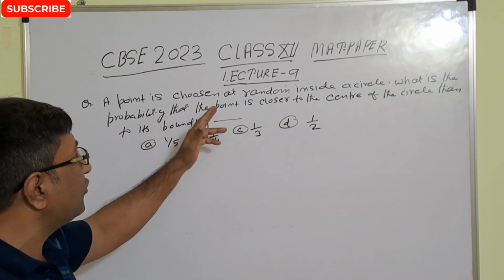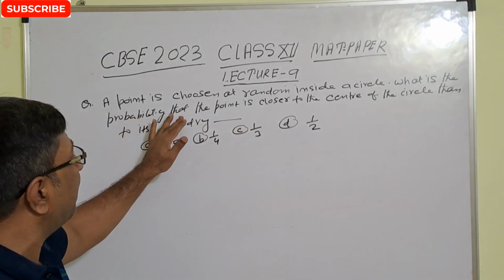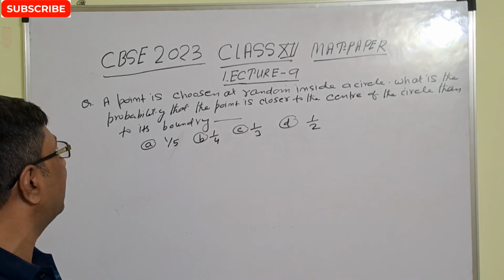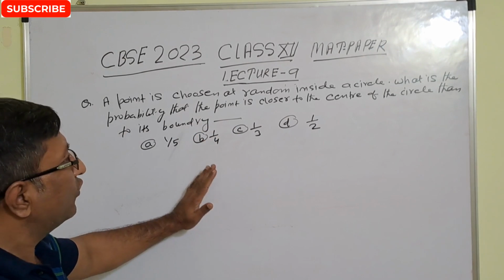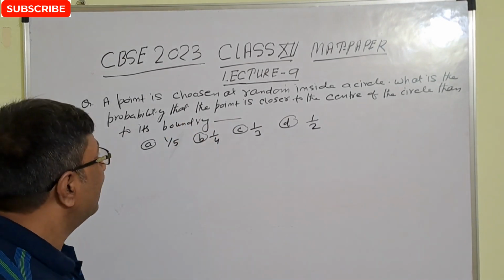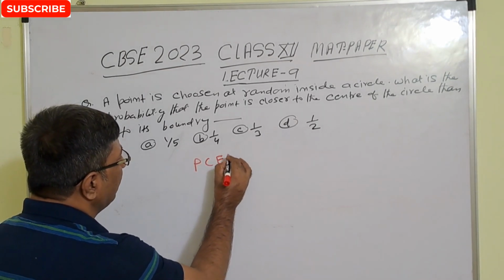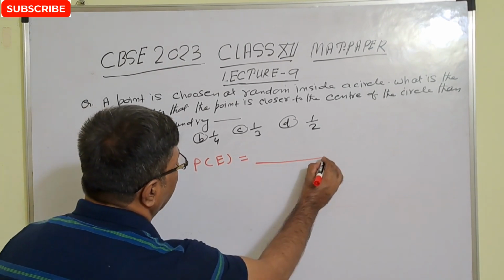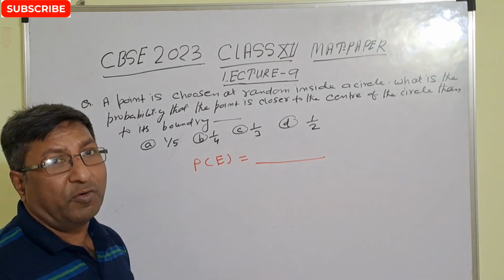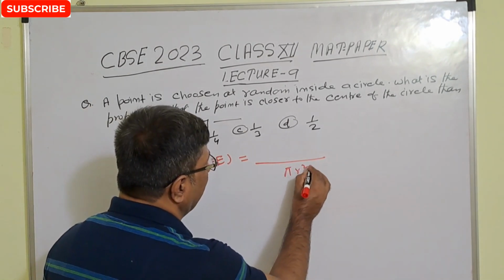A point is chosen at random inside a circle. What is the probability that the point is closer to the center of the circle than to its boundary? So you know, in a circle we are taking a point inside the circle. The probability of this event is favorable by total. So we know total is the distance between the center and the boundary, that is R. So the total area is pi r square.